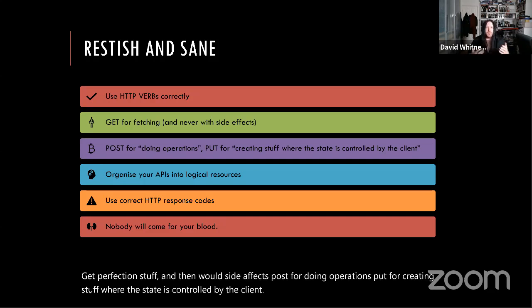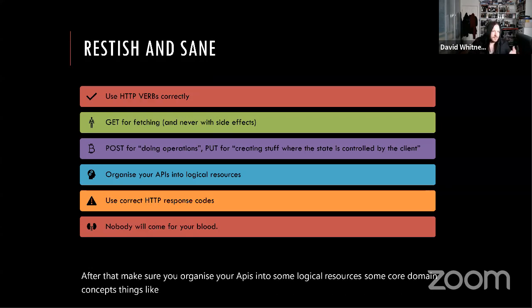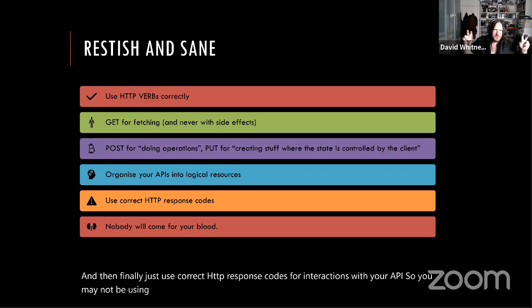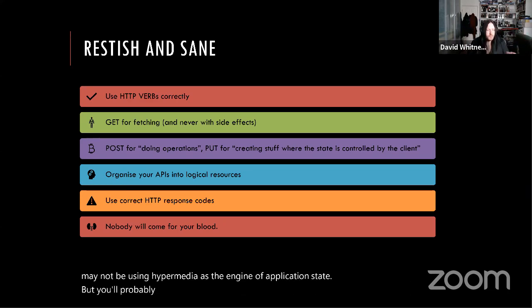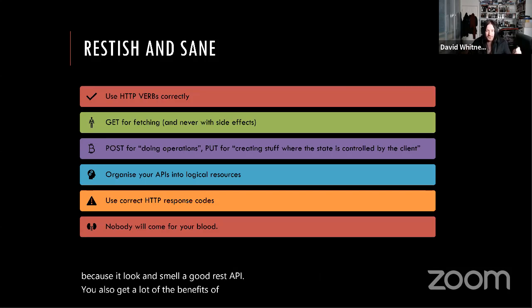After that, make sure you organize your APIs into some logical resources, some core domain concepts, things like customer, product, catalog, obvious stuff. And then finally, just use correct HTTP response codes for interactions with your API. So you may not be using hypermedia as the engine of application state, but you'll probably do well enough that nobody will come for your blood, right? Nobody will, because it'll look and smell like a good REST API. You'll also get a lot of the benefits of a fully RESTful API by doing just enough.